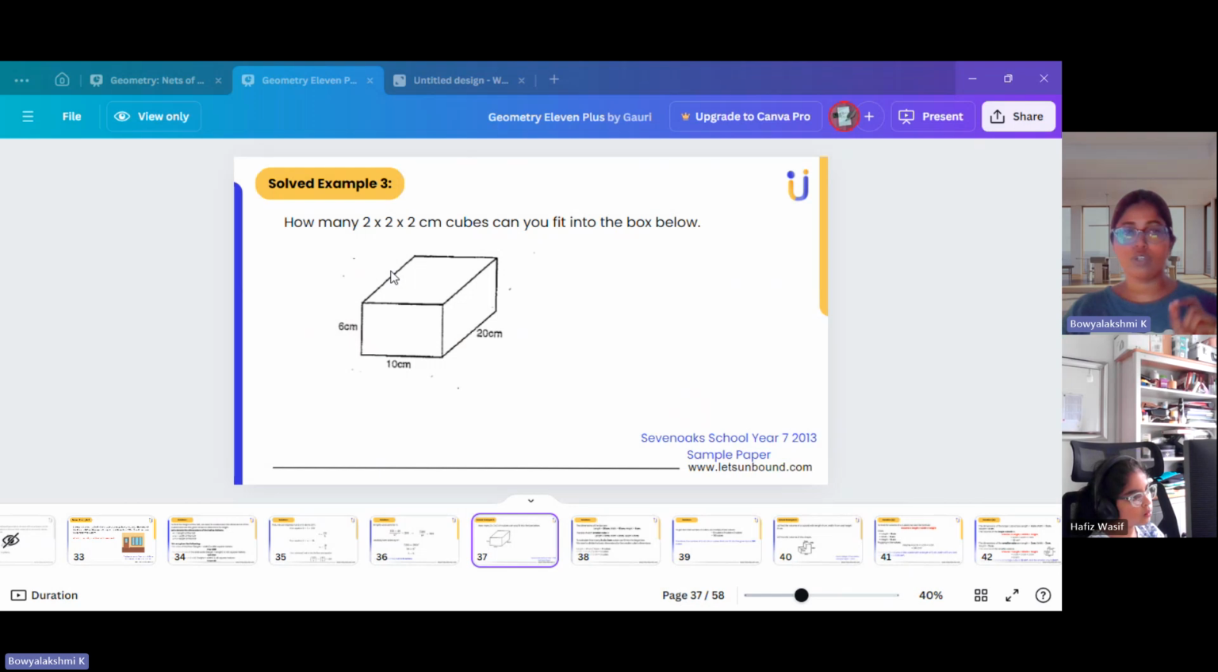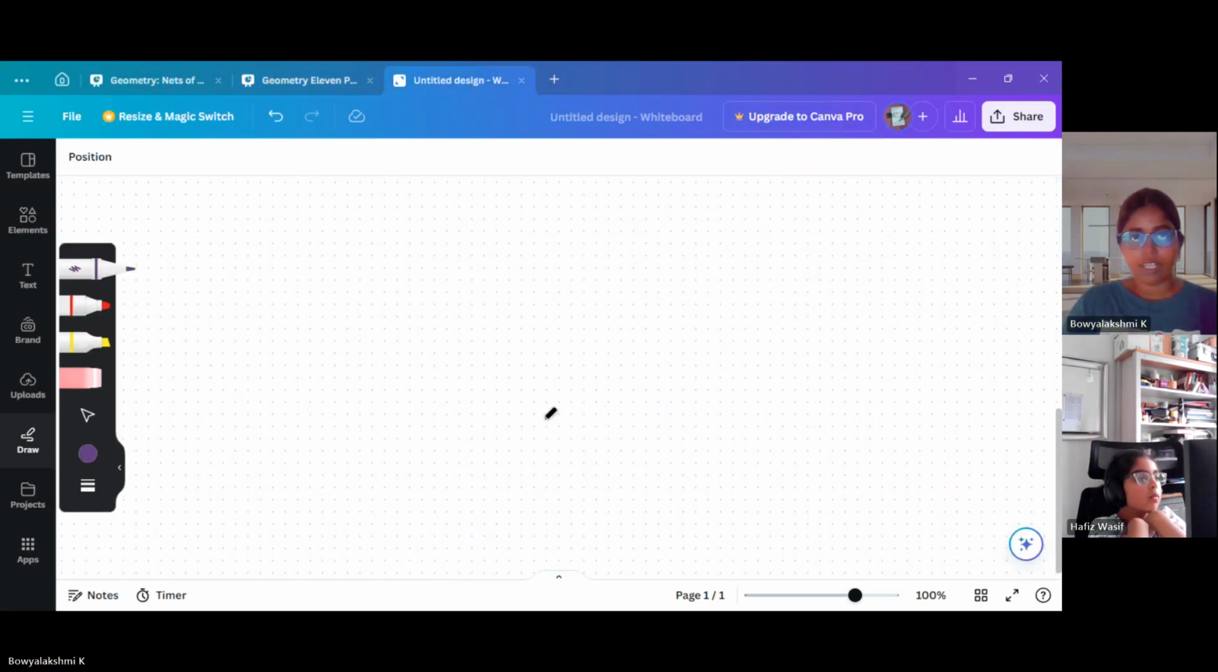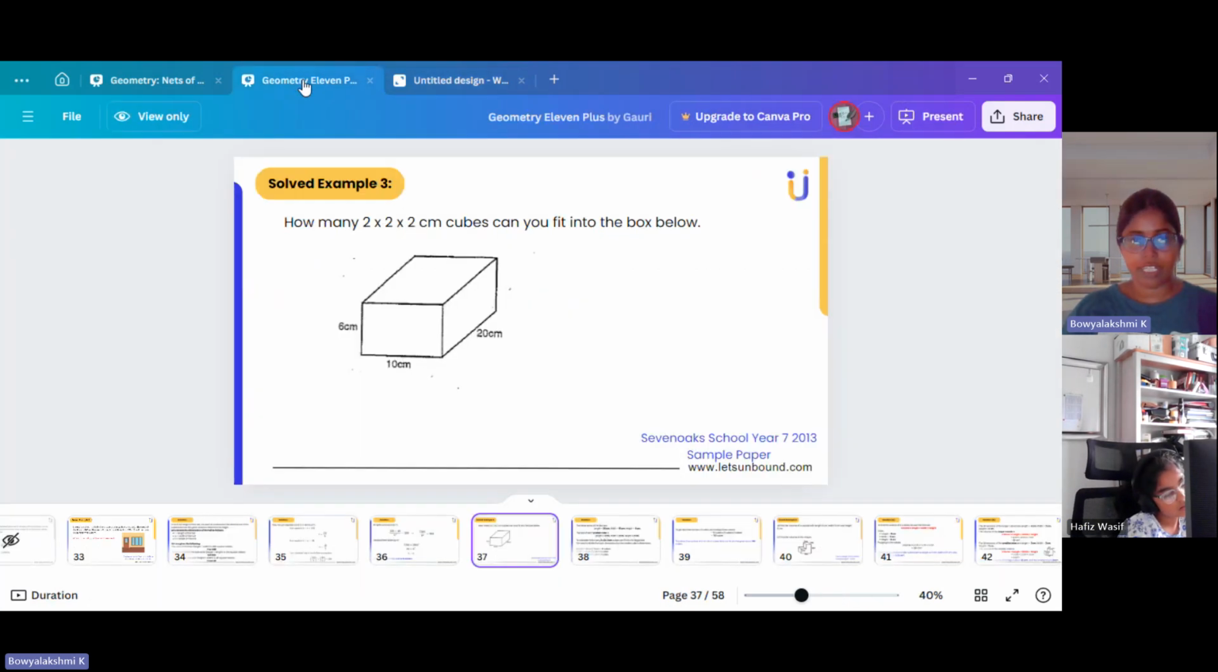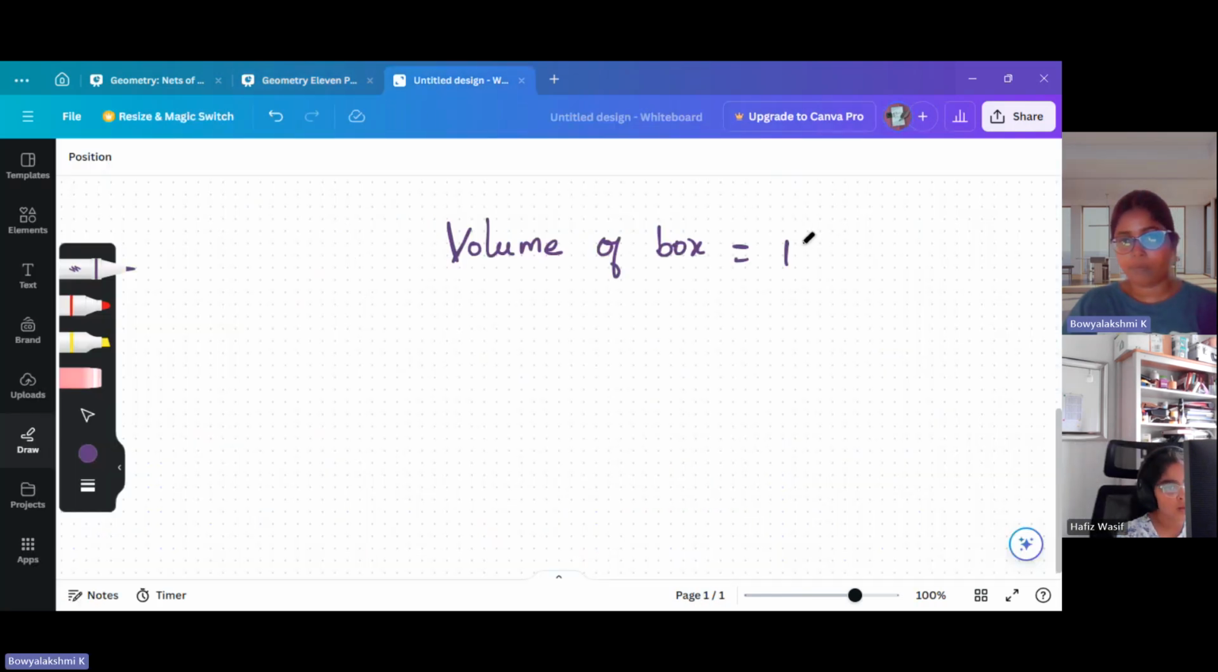How many 2 cross 2 cross 2 centimeter cubes can you fit into the box below? Imagine you have a very big box like this and you have some small cubes, like you made as a craft. How many can you put into the box? So we will fill and check, but using mathematical stuff, let's see how to do. Filling inside means its volume, right? So it's a 3D shape and filling inside is its volume. Volume of box, just multiply all the length, height and width. So this is your length 10, 20 and 6. So multiply everyone. 10 times 20 times 6.